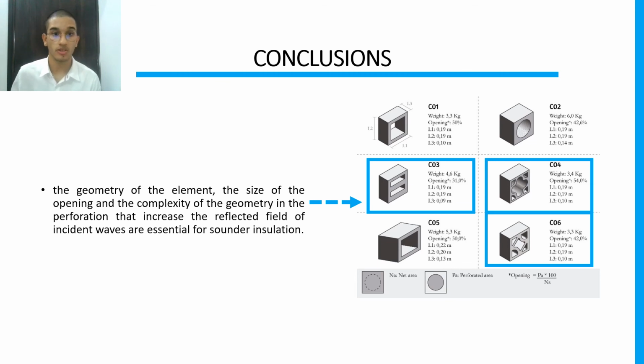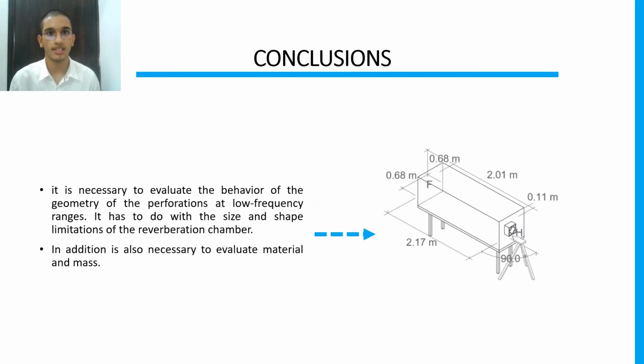The geometry of the element, the size of the opening, and the complexity of the geometry in the perforation that increase the reflected field of incidence waves are essential for sound insulation. It is necessary to evaluate the behavior of the geometry of the perforation at low frequency ranges. It has to do with the size and shape limitation of the reverberation chamber shown in the graphic. In addition, it is also necessary to evaluate material and mass.